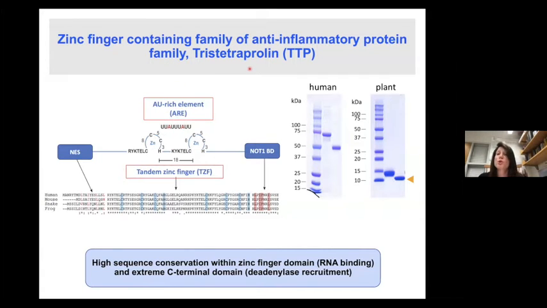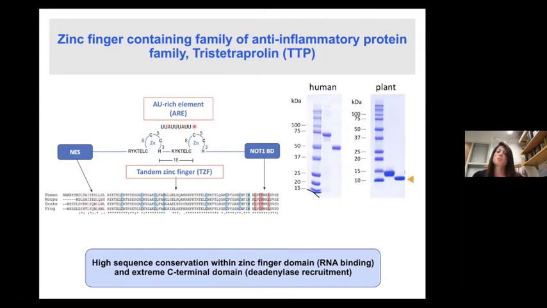So the tristetraprolin family of proteins regulate inflammatory responses in the body. They do this through this highly conserved zinc finger domain. It's composed of two zinc fingers that have the characteristic CCCH motif that's required for coordinating zinc. These two fingers are connected by 18 amino acids. And it's this zinc finger that recognizes and binds to AU-rich RNA, so single-stranded RNA.